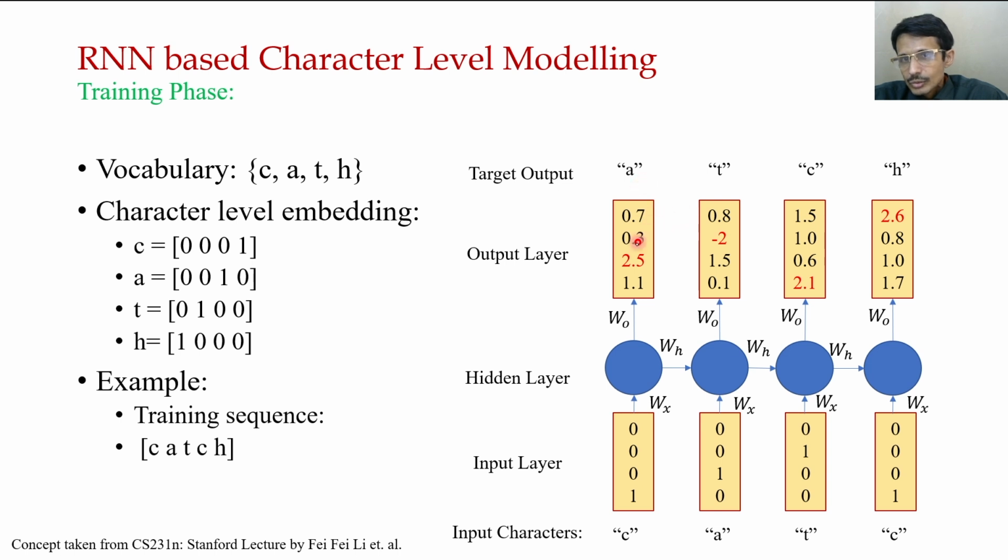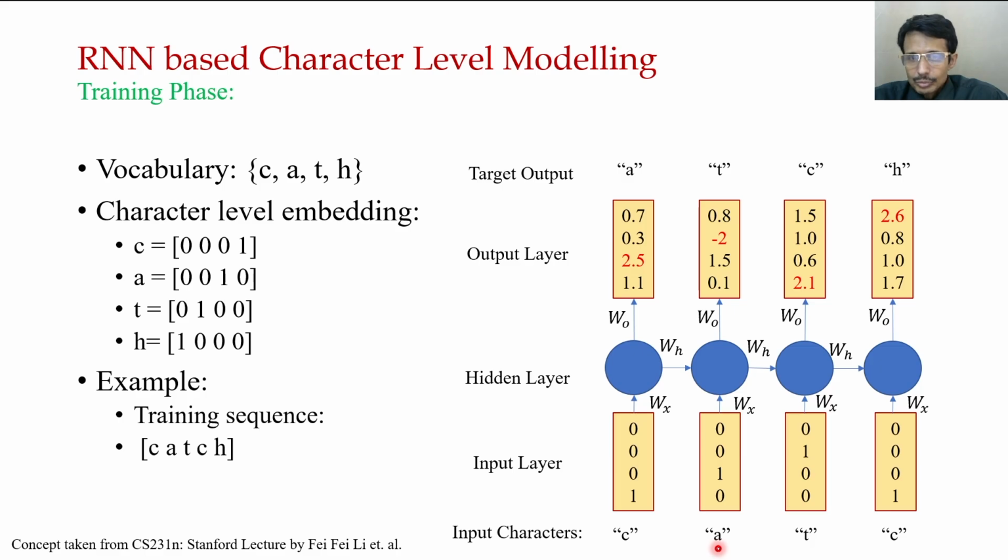Since it is a supervised paradigm, you can see the target output is somewhat like this, 2.5. Because A is 0, 0, 1, 0, so it may not be exactly that. Just for understanding, I put it simply. Now second, the next input is A.